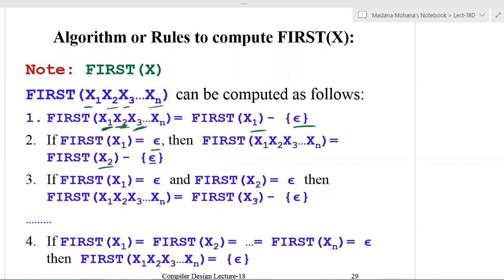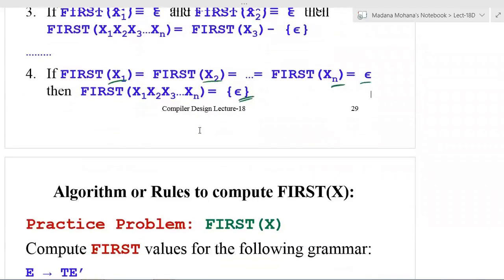Finally, here you can see first of x1 equal to first of x2 equal to, and so on, first of xn equal to null. All are null in the right hand side. Therefore, the entire first of x1 to xn value equal to null only. So like that, you can compute the first values. So this is the procedure for computing first values, and the algorithm with 5 steps.